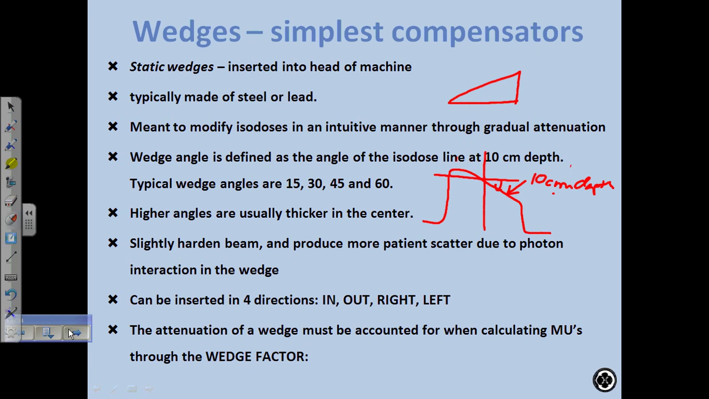Okay. Higher angle wedges usually have a thicker central axis, so the metal portion is thicker. Is that time? That time's totally wrong. Yes, that's far.